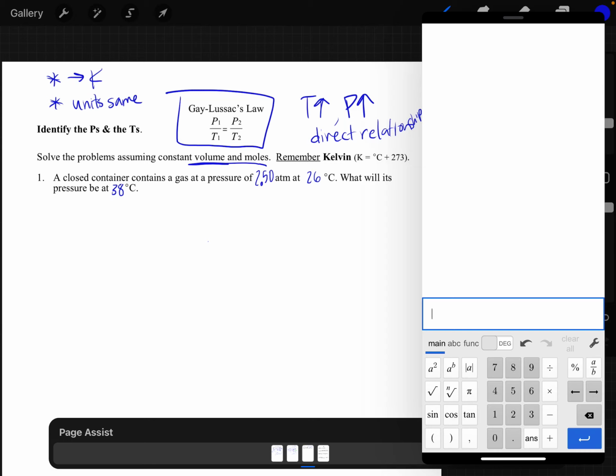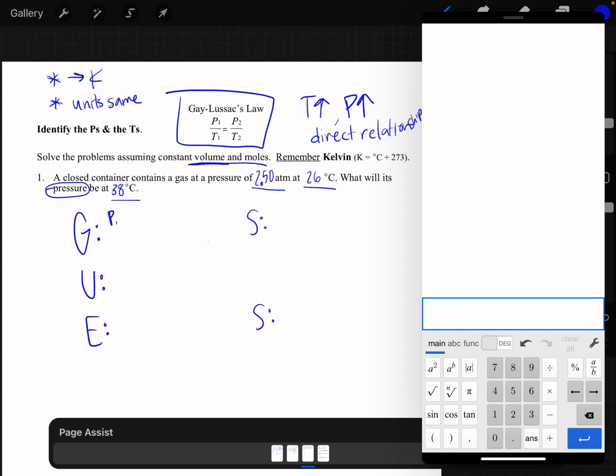Okay, so you're going to go ahead, read your problem, and identify what you've got. A closed container contains a gas at a pressure of 2.50 atmospheres at 26 degrees Celsius. What will its pressure be at 38 degrees Celsius? I like to use the GUESS method. I recommend using this on your test, your quiz, your homework, or whatever to help give you that roadmap.